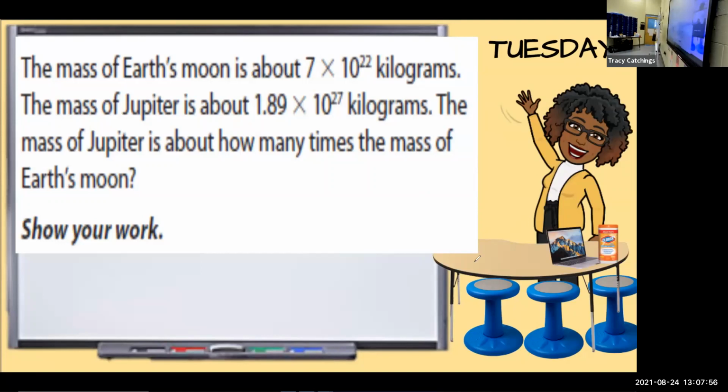Jamal, you think you got something? I think we're going to have to run it. All right, anybody else think you may have an idea of how we can approach this? Well, first we have to write out the numbers so we can compare. Okay, I love it, Kennedy. So we need to write them in standard form.